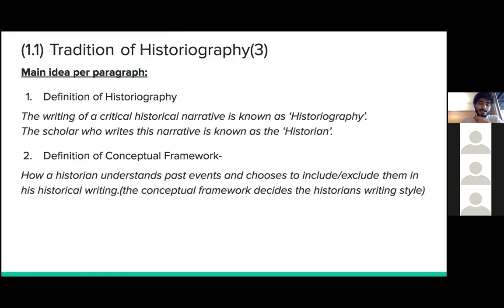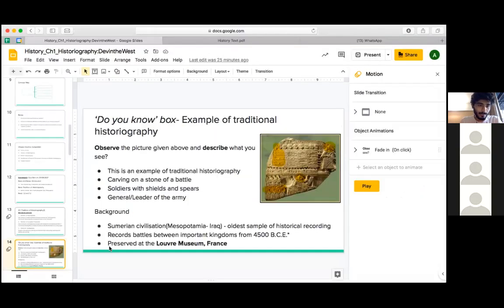And lastly, what we need to understand, I don't know why this isn't working properly. One second.